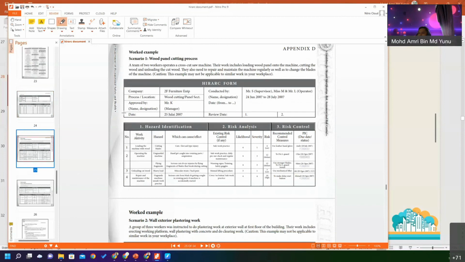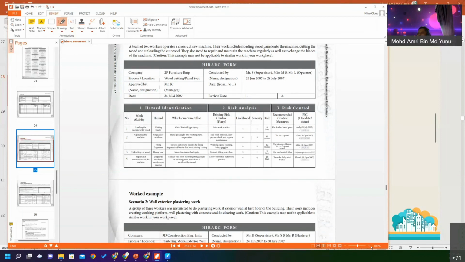For instance, here the name of company is F Furniture Enterprise, process or location is wood cutting or panel section, approved by the manager, and conducted by the supervisor. So basically, the hierarchy can be done by everyone that you ask to do. They can write down the hazard and then show it to the SHO, and for instance, in the campus, the dean will approve.